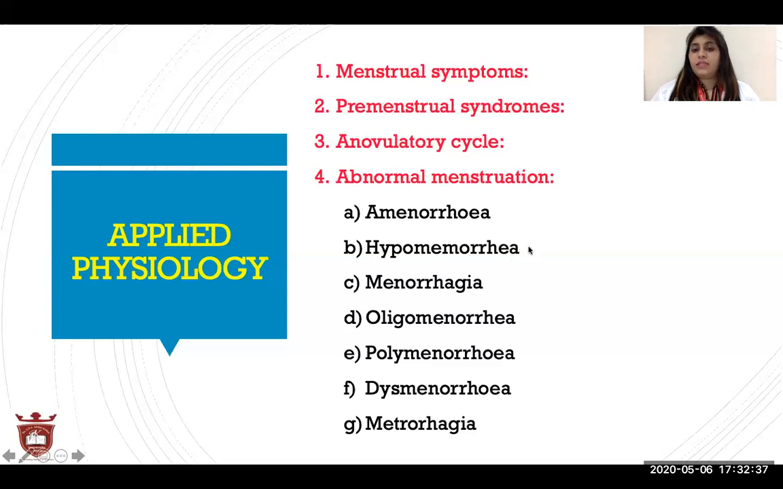Hypomenorrhea is decrease in menstrual bleeding. Menorrhagia, increase in menstrual bleeding. Oligomenorrhea, it is decreased frequency of menstruation. Polymenorrhea, increased frequency of menstruation. Dysmenorrhea, it is painful menstruation. Metrorrhagia is uterine bleeding that occurs between menstrual cycles.